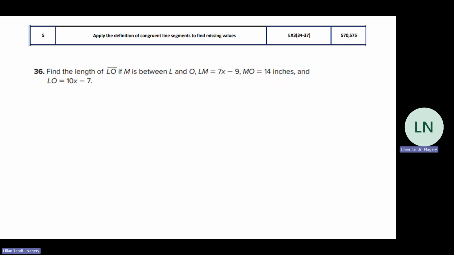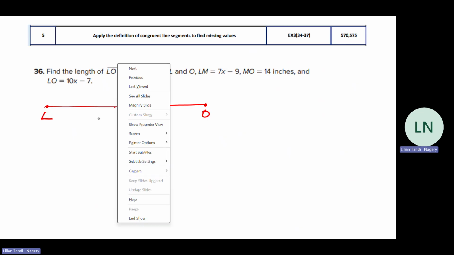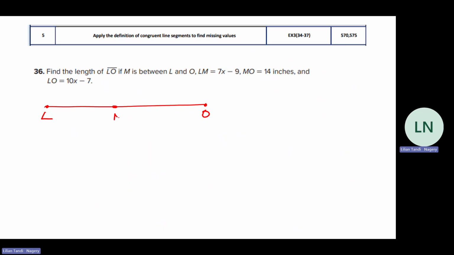Question 36 says, find the length of LO if M is between L and O. Draw the picture. You're going to put here L. You're going to put here O. And M is between L and O. So it doesn't matter. It can be closer to O or it can be closer to L.